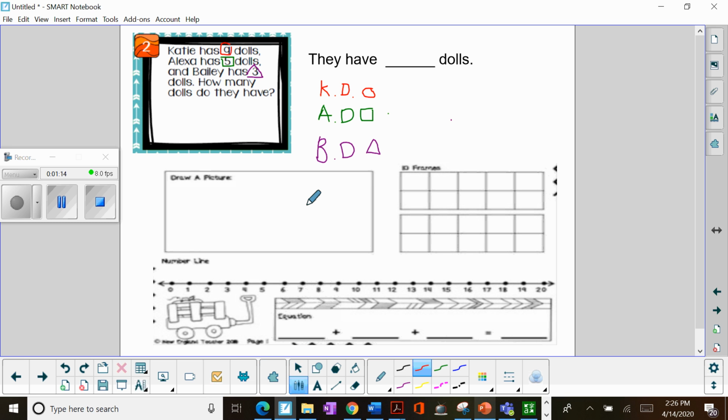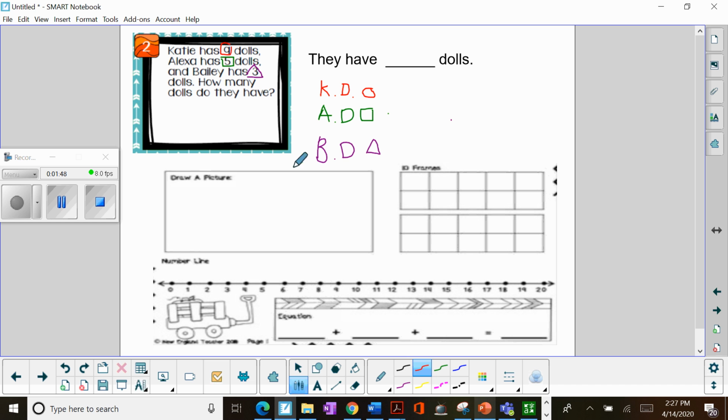Okay, so the word problem that we're going to be working today says: Katie has 9 dolls, Alexa has 5 dolls, and Bailey has 3 dolls. How many dolls do they have? I already put this on here. So Katie's dolls, we're going to represent with the red circle. Alexa's dolls, we're going to represent with the green square. And Bailey's dolls, we're going to represent with the purple triangle.